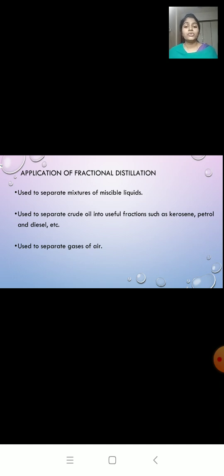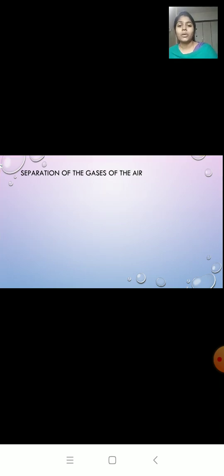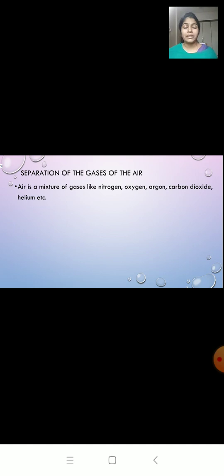It is used to separate gases of air. Now we will study how we can separate different gases from air. We know that air is a mixture of gases. It contains oxygen, nitrogen, carbon dioxide, argon, helium, etc.